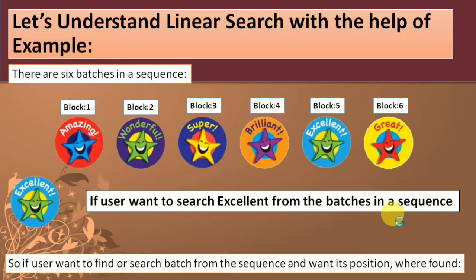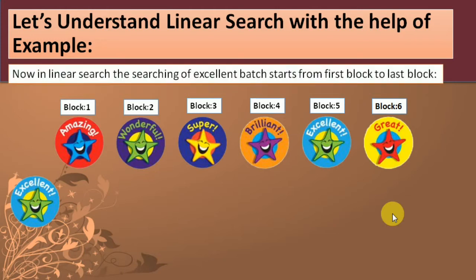Now what happened? In a linear search, this batch excellent starts searching from the first block, block 1, to the last block, block 6. It doesn't mean there are only going to be 6 blocks. There are many blocks, many values, many items, but at present there are 6 blocks. So the searching starts from block number 1 up to block number 6.